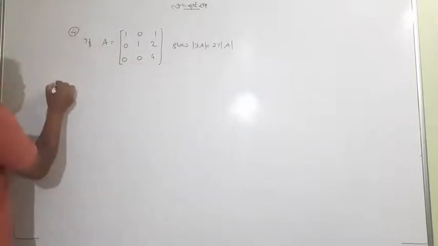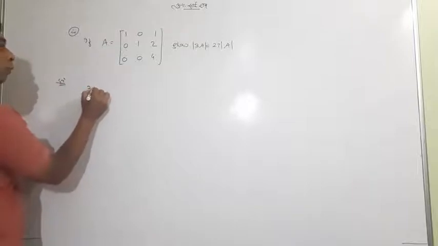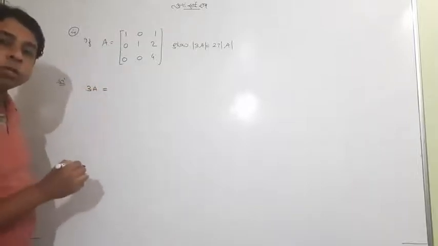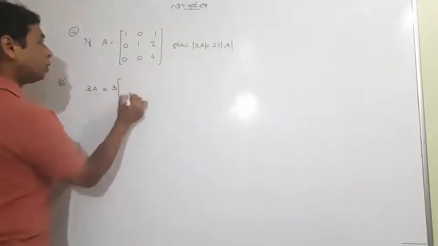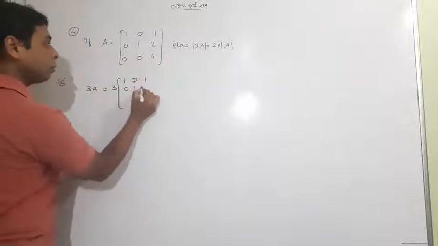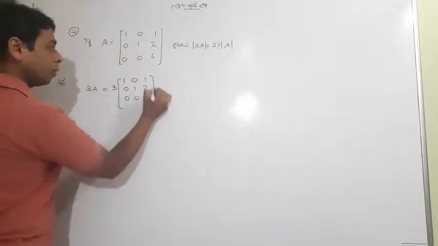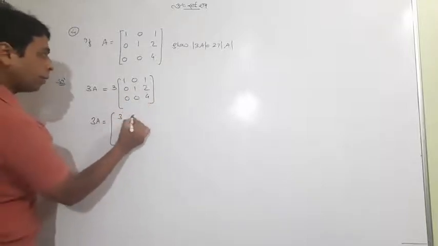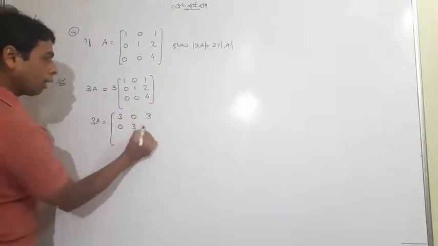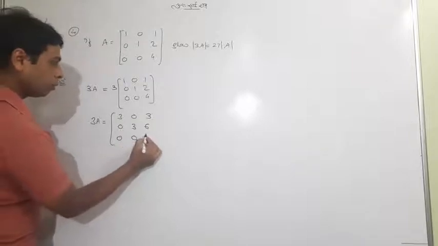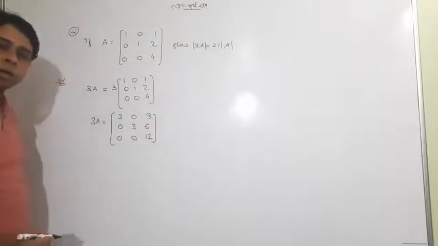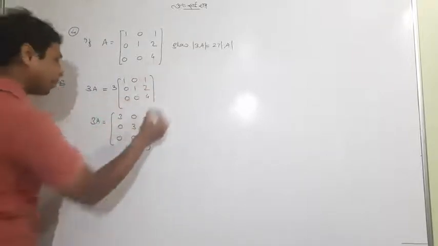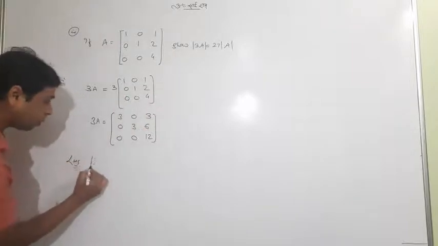Solution: first of all we will find 3A. So what is the meaning of 3A? 3 into A. What is A? This is A. And what is the answer? Multiply 3 to all the elements. This is 3A. Now the left hand side says its determinant.